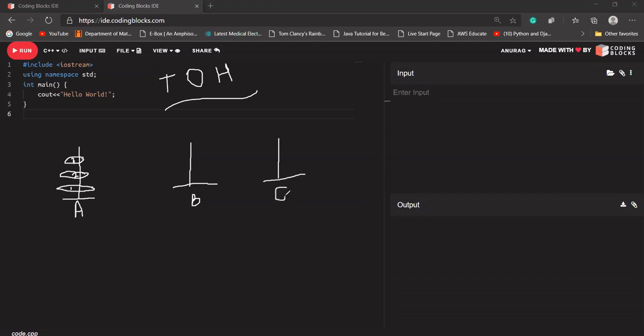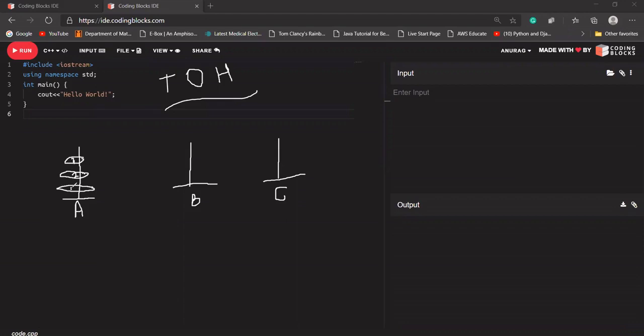I have to move all these discs, and they should be in B in this order only. Disc 1 should be at the bottom, 2 should be on top of that, and 3 should be on top of that. For doing that, I can use the operations that we can perform. We can pop. Let's say this is the stack, and the discs are the elements.